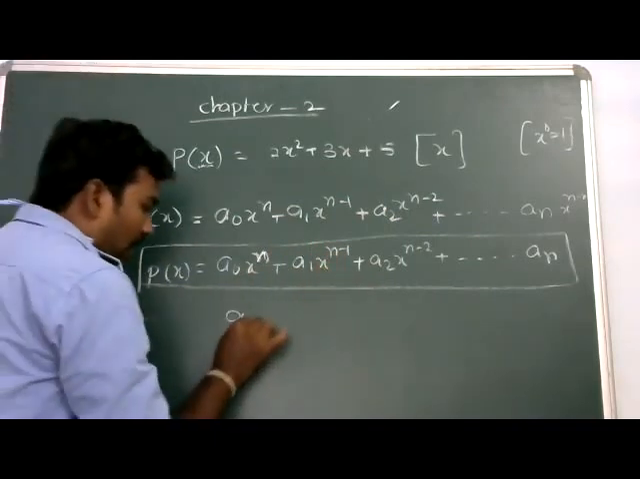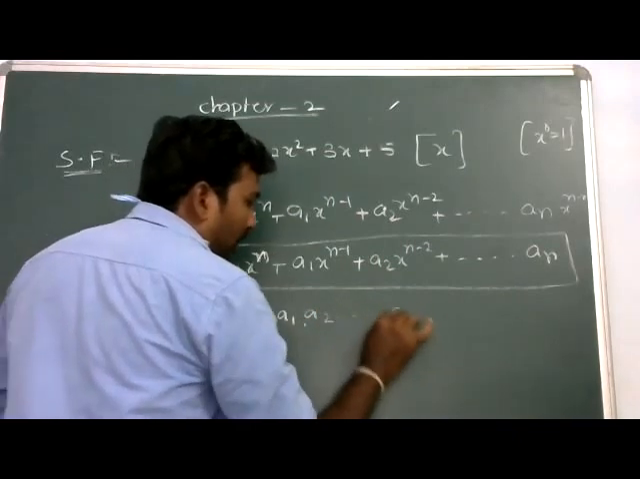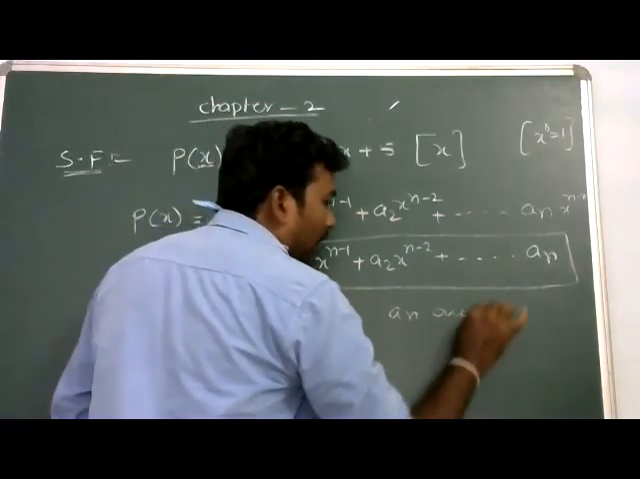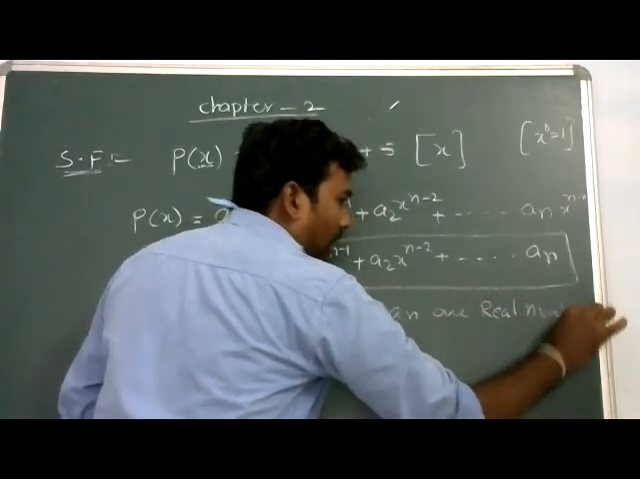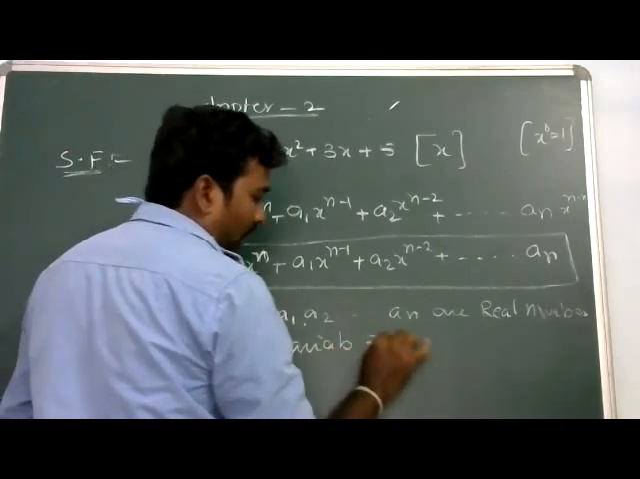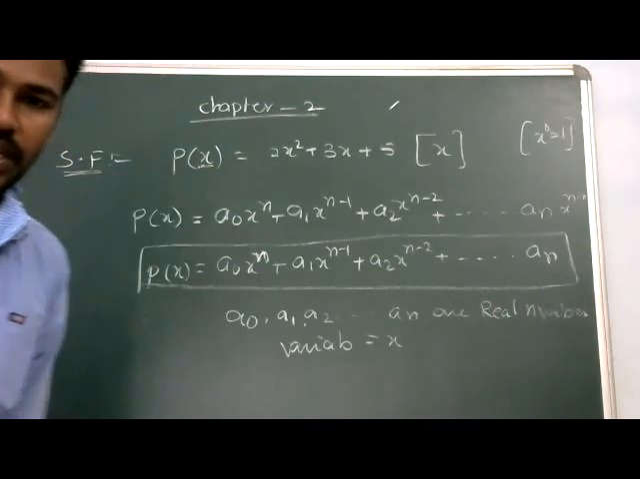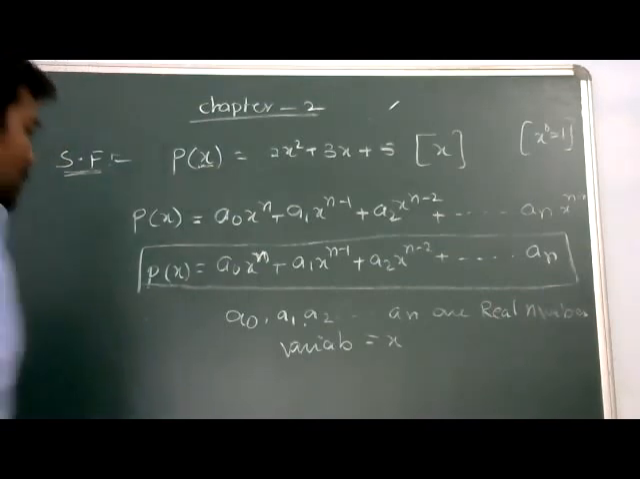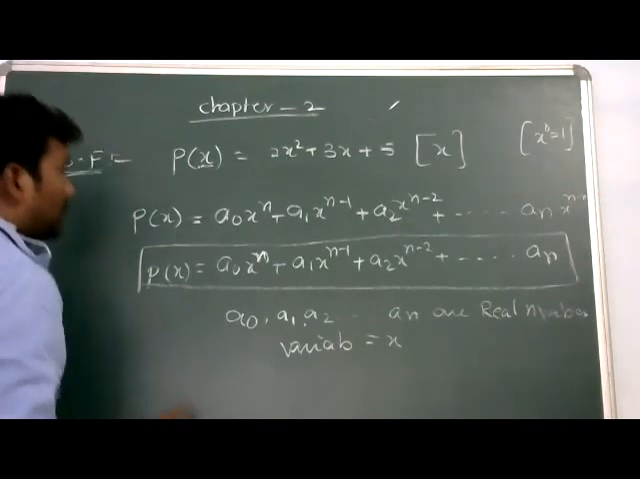Suppose A0, A1, A2 and so on up to An are real numbers. And what is the variable? The variable is x only. Now, for example, I am going to write a few examples.